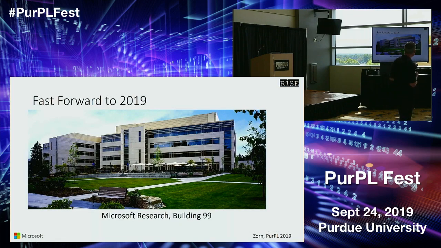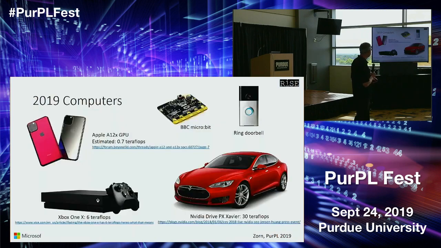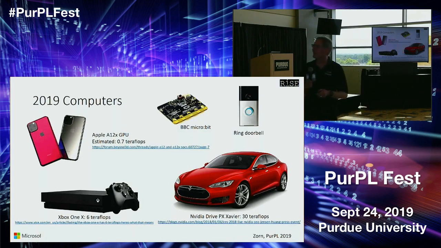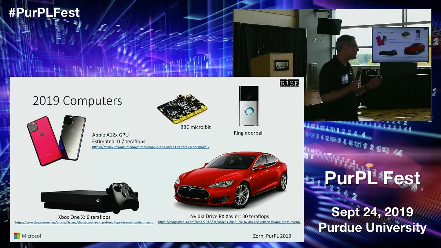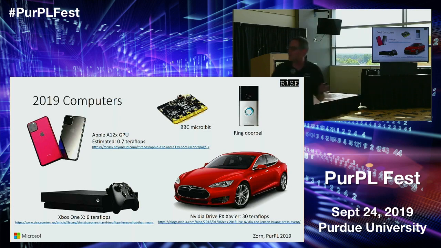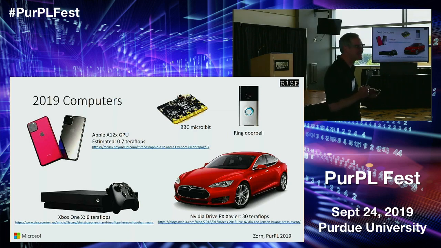Okay, so let's step forward to 2019. This is the new building that I'm in now. And fundamentally, we can think about computers today and how they compare to computers back then. So in particular, we have our Apple iPhone 11. In that phone is actually a GPU, and I looked online. I tried to get a sense of the performance. People estimate about 0.7 teraflops. So that phone in your pocket has 0.7 teraflops.